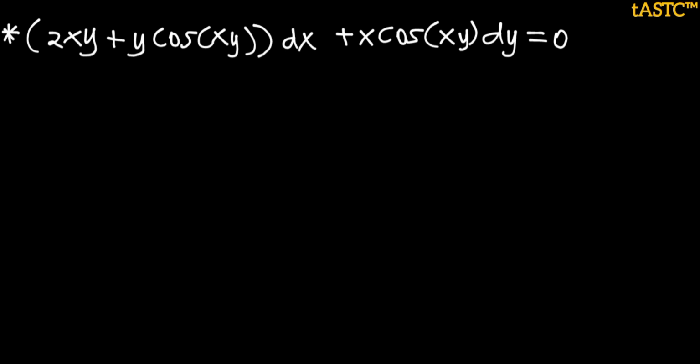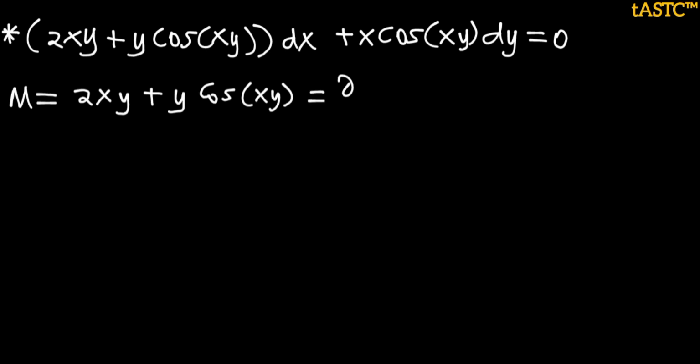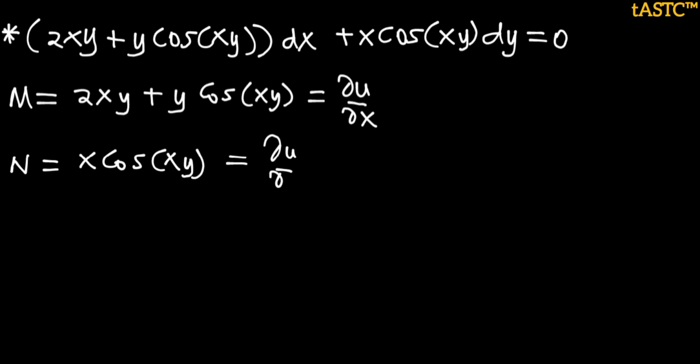So as usual, the first thing we need to do is call M the first part. So that is going to be 2xy plus y multiplied by cos xy, and obviously this is partial u, partial x. And we also got an N, that is going to be x cos xy, and obviously this is du dy. Now we need to find out whether or not it is actually an exact equation.